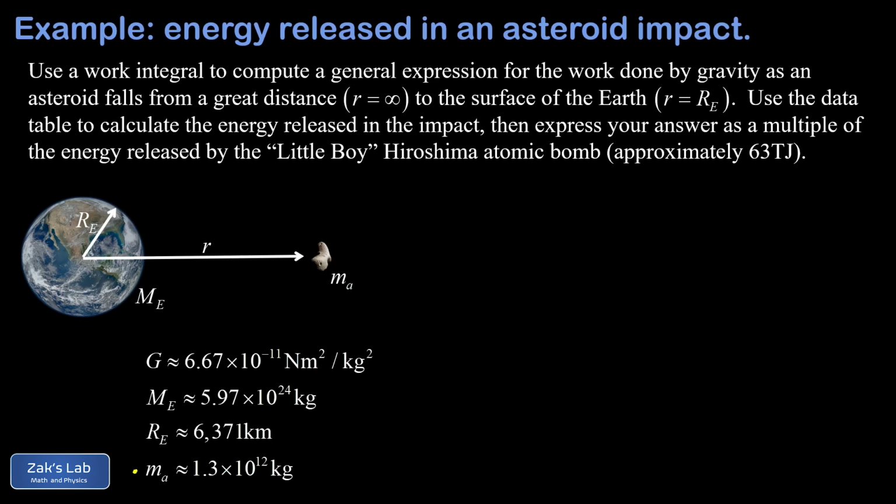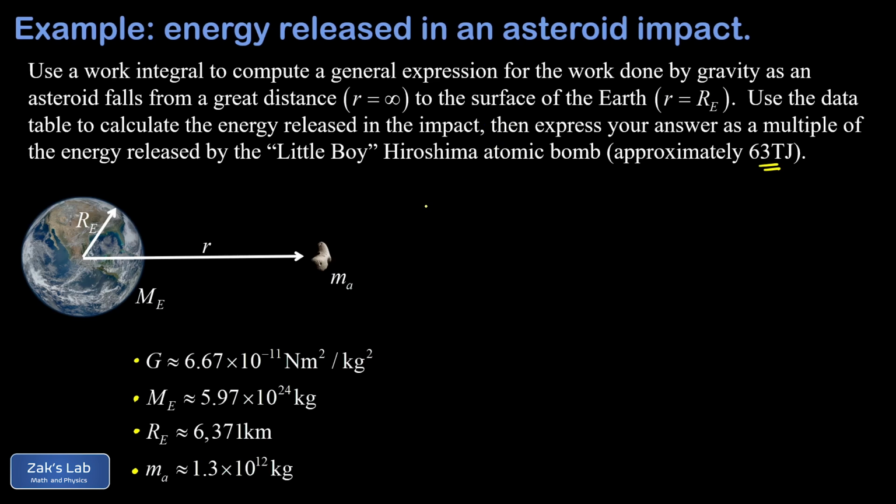So after finding a symbolic expression for the total work done by gravity, we're going to plug in some numbers here. We have big G for Newton's law of gravitation, the mass of the Earth, the radius of the Earth, because that's the final radius of the asteroid, and then the approximate mass of the asteroid, which was obtained by assuming a 1 kilometer diameter and an average density of 2,500 kilograms per cubic meter for the rock. Finally, we're going to express our answer as a multiple of the approximate energy output of the Little Boy atomic bomb that was dropped on Hiroshima in World War II. So we're told that energy output was about 63 terajoules, or 63 trillion joules.